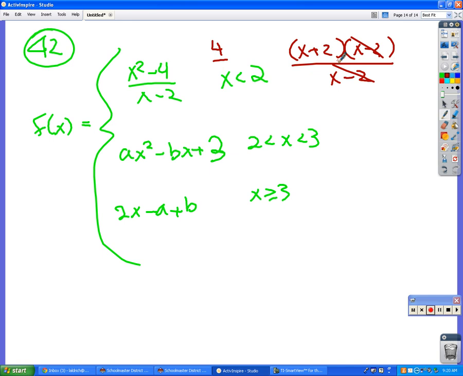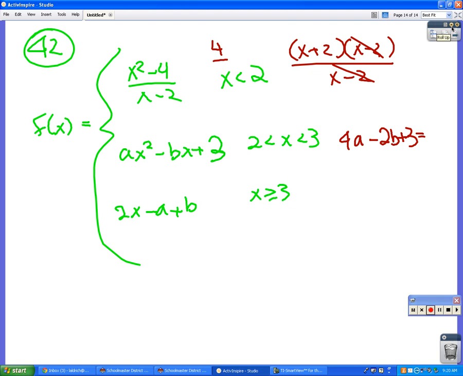Okay. All right, so now I'm going to plug 2 into here, and when I do that, I get 4a minus 2b plus 3, and what do I need that to equal for this to work? 4, because the value of this function at 2 has to equal the value of this function at 2 for them to be continuous, for the graphs to meet.